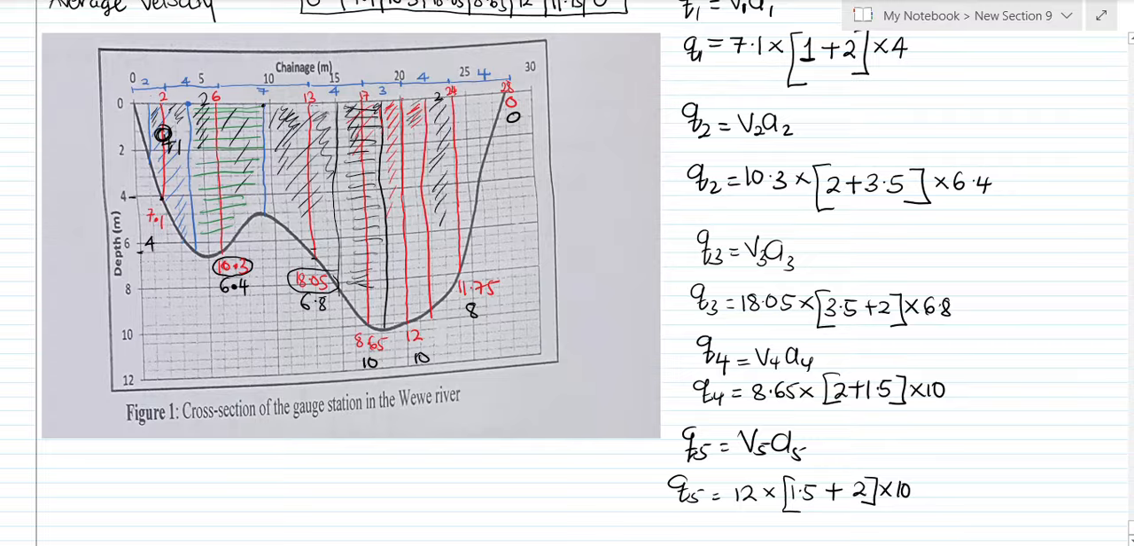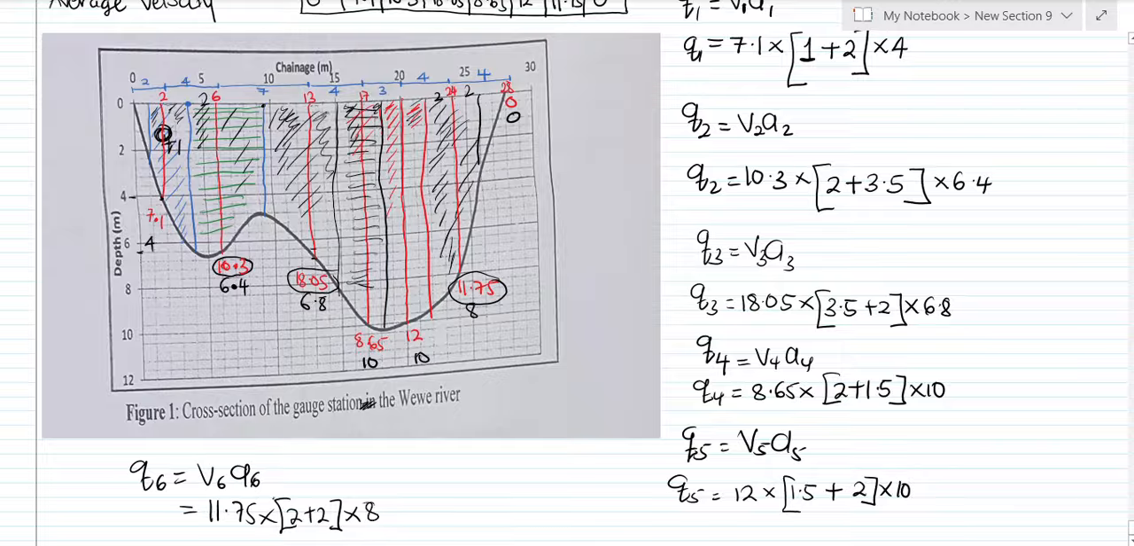Which is 2. Then from 24 to 28, if I create a midsection there, here is going to be 2. And so this is going to be our new section that has been created. And so that will be my Q6. My Q6 is going to be V6 times A6. Now my V6 is the velocity there, which is 11.75. So 11.75 times the area, which is 2 plus 2, times the depth, which is 8. And that will be the whole section.